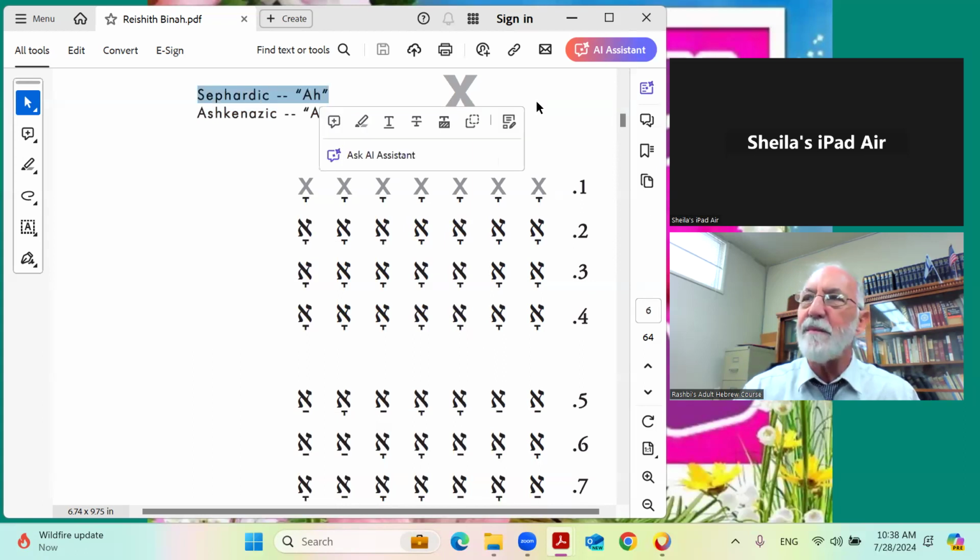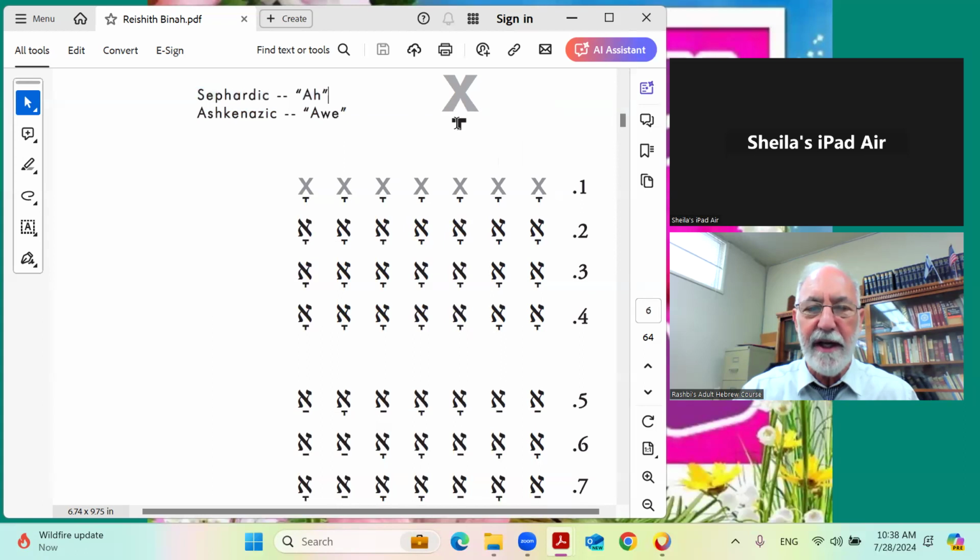So for our intents and purposes, we're going to pronounce this little T-looking thing as an ah. There are times, specific words, where this is pronounced like the Ashkenazic ah, and we'll just address that when we get there. But for now, we're going to pronounce this as an ah. So let's go to line 2.